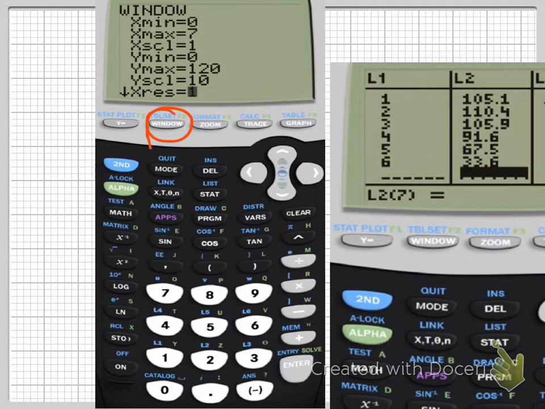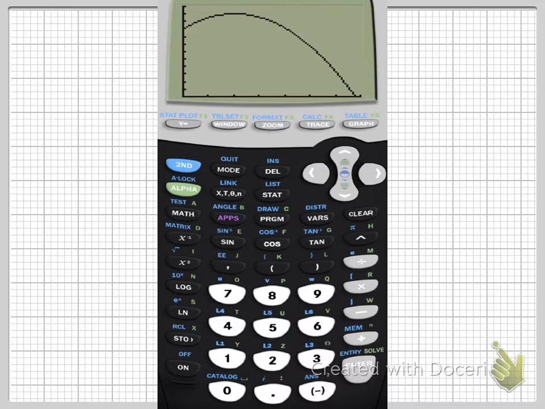And then on the y value, the height, we go from about 33 all the way up to around 110. So I'm going to make the minimum 0 for the y, just so we can see where the ground is, and make the maximum a little bit above our highest value there of 110. So just go ahead and put 120 in, and we'll put the y scale to 10. That way you know every mark represents 10 more meters high in the air. Once you've got your window fixed, now we can press graph, and we should get something like this, which looks like not only a parabola, but also the height of a ball as it's being thrown through the air.